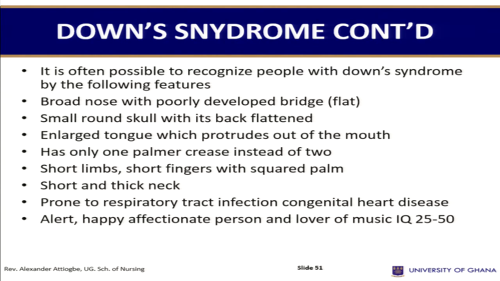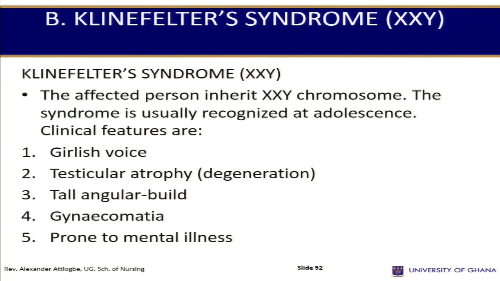These children that suffer from Down syndrome are alert. They are happy, affectionate people and lovers of music. They have an IQ between 25 and 50. The next form of mental retardation is Klinefelter syndrome.